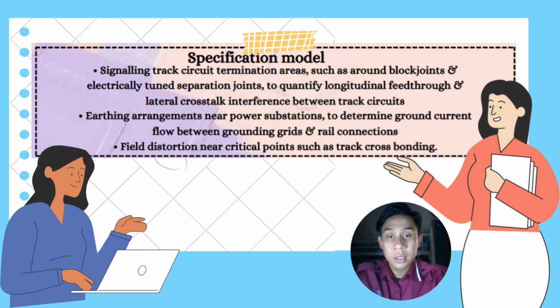First is signaling track circuit termination area such as around block joint. Second is adding arrangement near power substation to determine ground current flow between grounding grid and rail connection. The last one is field distortion near critical point such as track cross bonding.